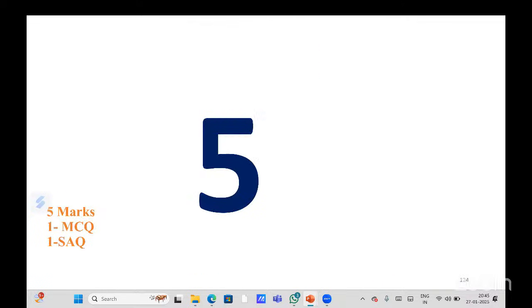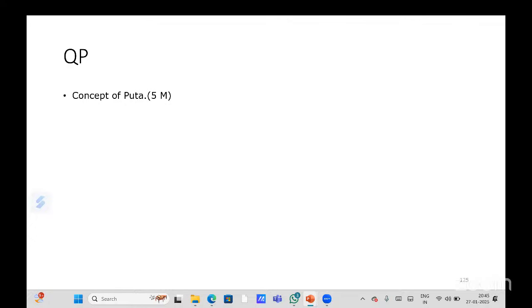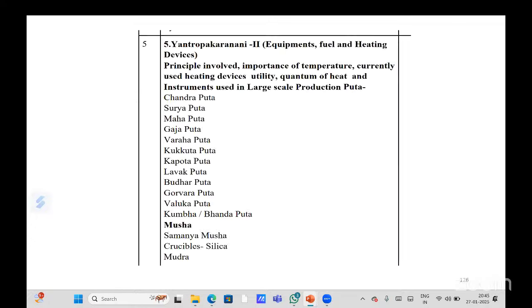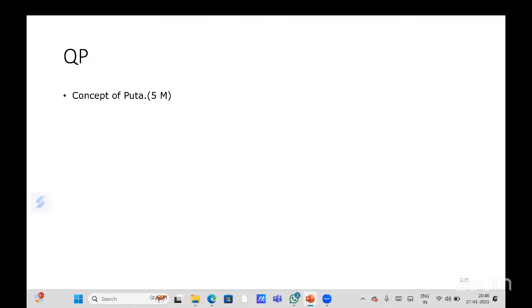So moving to the next syllabus point number 5. Again, this carries 5 marks, and in this also we will have one MCQ and one SAQ. Okay, so this is Puta: principles involved, importance of temperature, currently used heating devices and their utility, quantum of heat, and instruments used in large scale production of Puta. They have given examples like Chandra Puta, Surya Puta, Mahaputa, Gaja Puta, Varaha Puta, Kukuta Puta, Kapota Puta, Lava Kaputa, etc. Here, one MCQ is there, one SAQ is there.